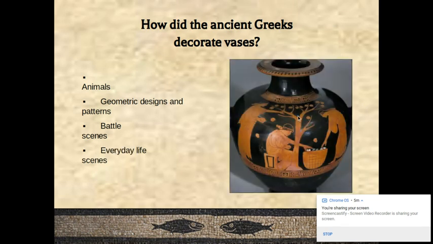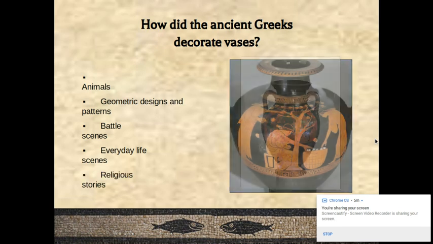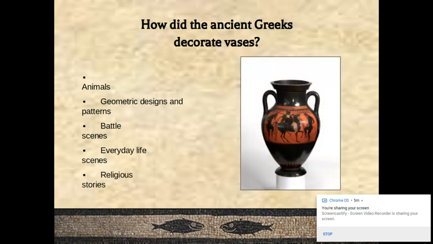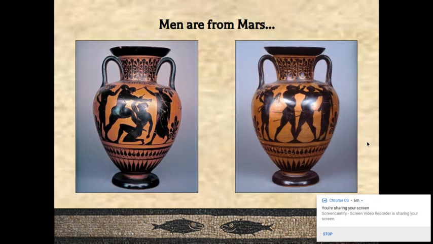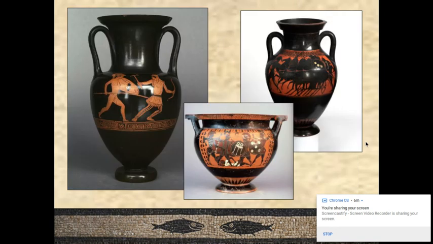Everyday scenes. Look at this. You can see that it looks like they're picking apples, doesn't it? And storing them. That would be something that they would just do every day. And religious scenes would be another sort of thing that would be seen in the ancient Greek vases. So you can see the battles.